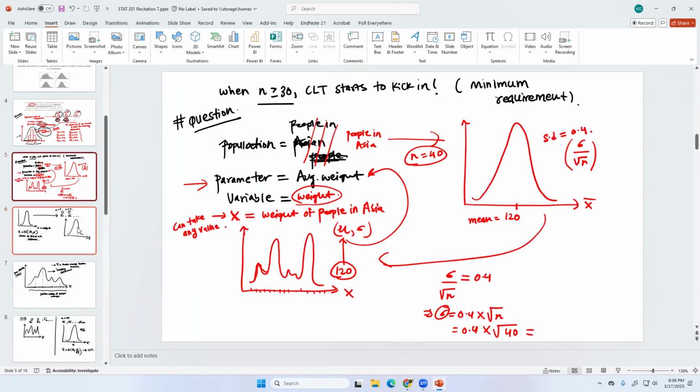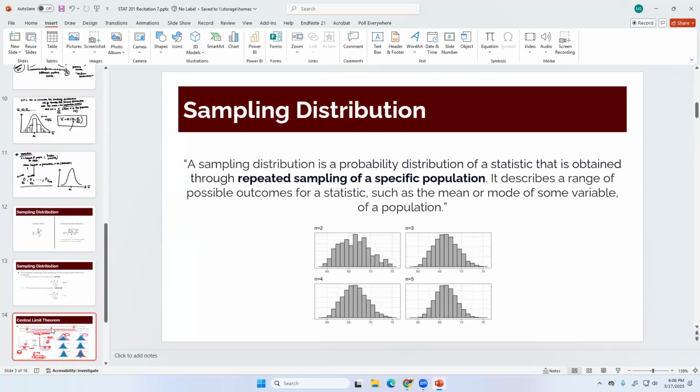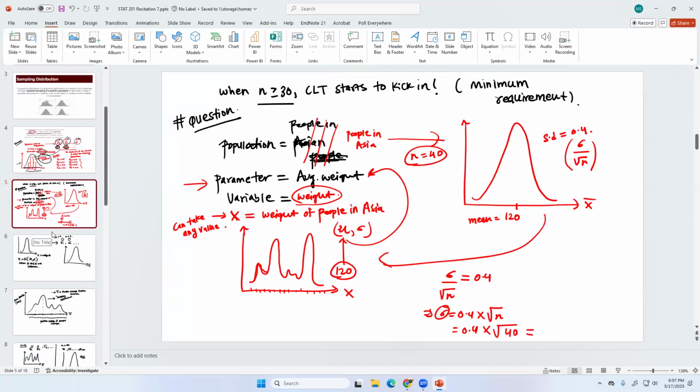So I know I might have confused you guys. So the central limit theorem is, so there are two cases. Do you know the shape of your population distribution or not? If you don't, then for your sampling distribution to be normal, you need at least greater than 30 samples.